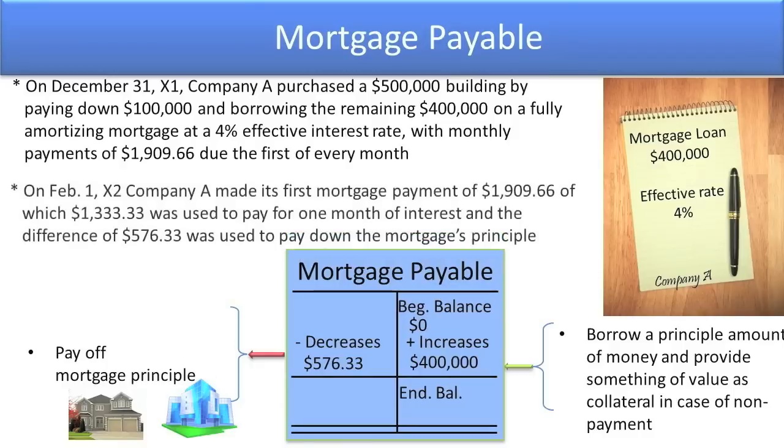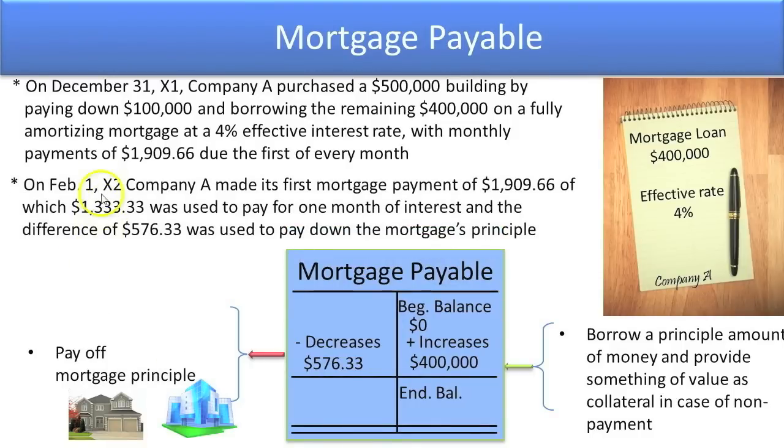On February 1st, X2, this is 1 month after the loan was issued, Company A made its first mortgage payment of $1,909.66, of which $1,333.33 was just for interest. That means only the excess portion paid will go toward reducing the mortgage principal.